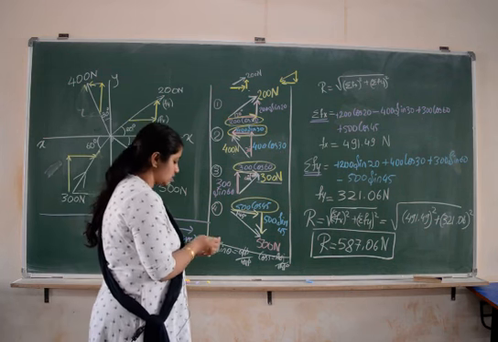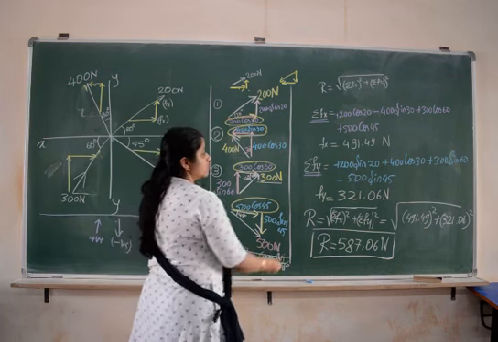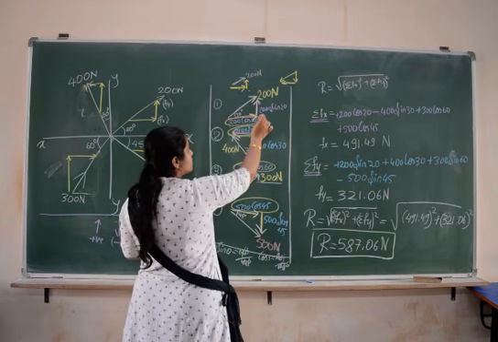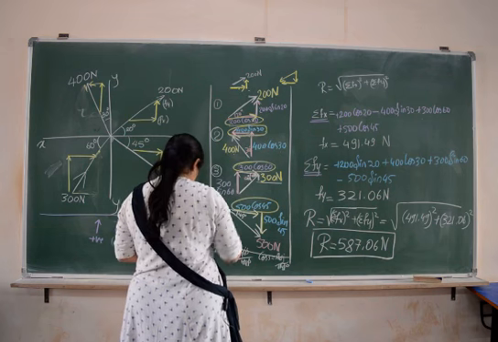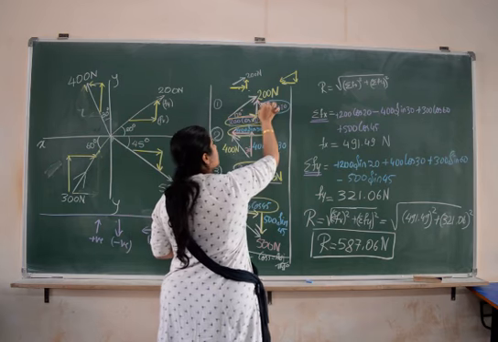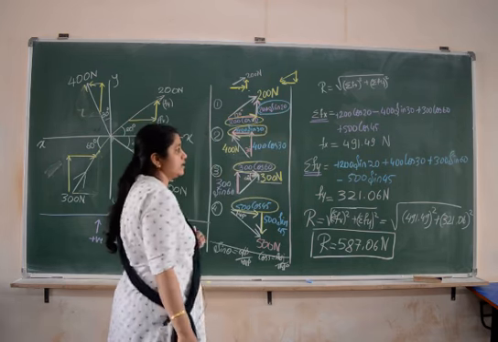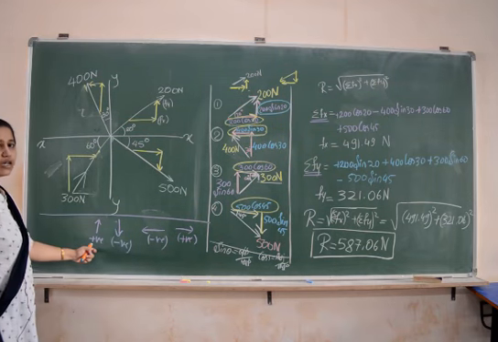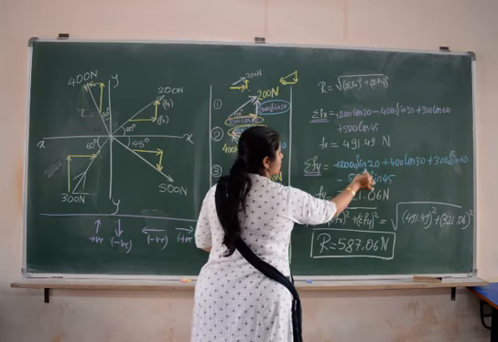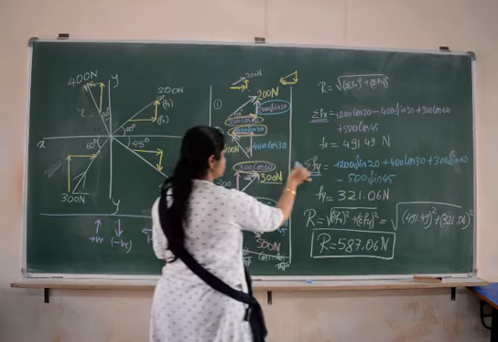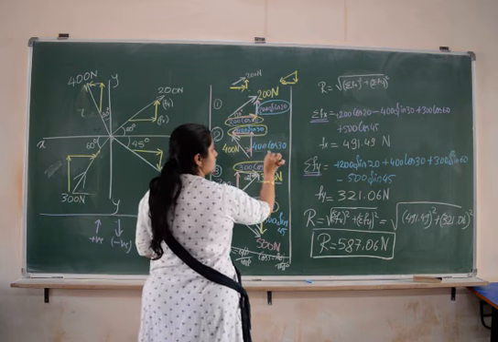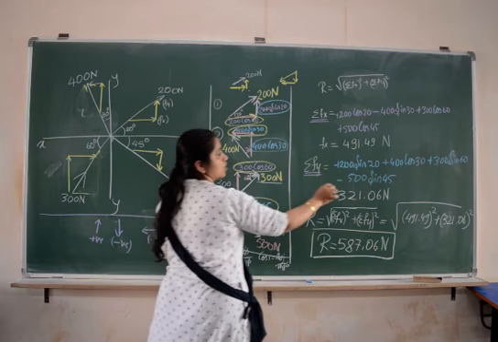Next, similarly, I need to find the summation of Fy components. So in the first case, you can see here it is 200 sine 20. I have taken the upward direction as positive. So plus 200 sine 20. In the second one, again it is in the upward direction. So 400 cos 30.